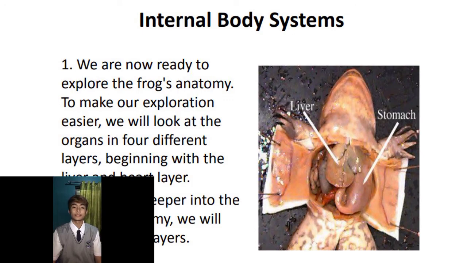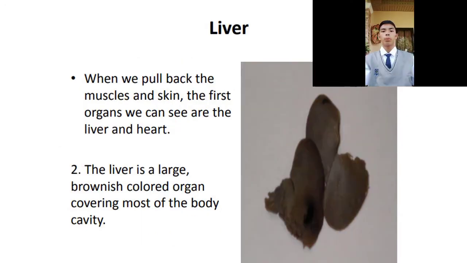Internal body systems. 1. We are now ready to explore the frog's anatomy. To make our exploration easier, we will look at the organs in 4 different layers, beginning with the liver and heart layer. As we get deeper into the frog's anatomy, we will reveal new layers. Layer 1, liver and heart. When we pull back the muscle and skin, the first organs we can see are the liver and heart. Number 2. The liver is a large brownish-colored organ covering most of the body cavity.